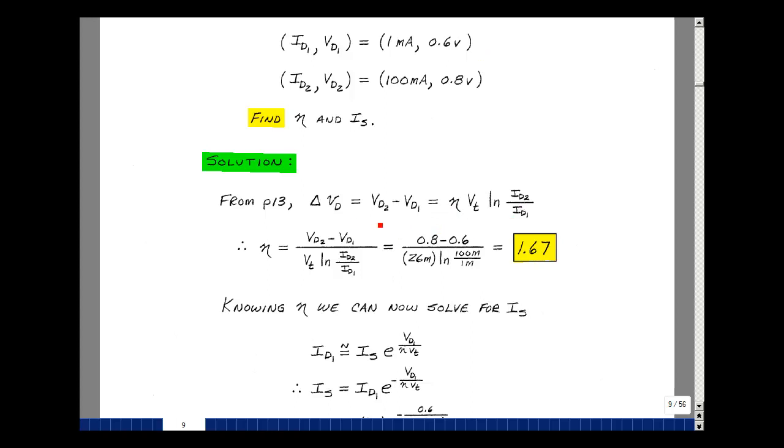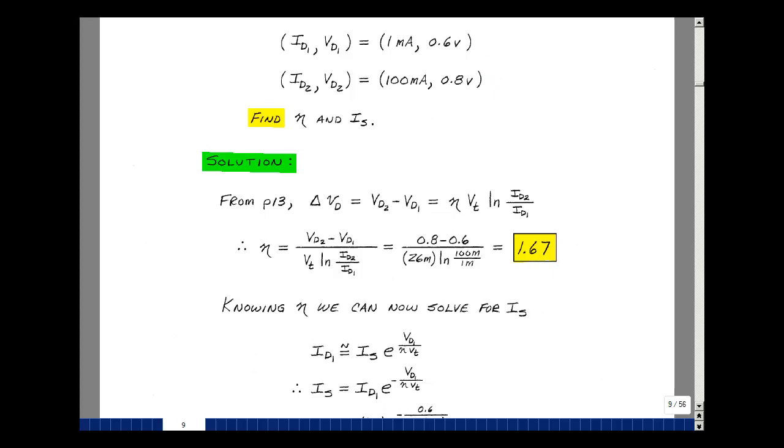Let's just take this equation and solve for eta. Eta is going to be equal to this difference divided by v sub t and divided by the natural log of the ratio of the currents at two different data points. This is 0.8 and 0.6. The difference is 0.2. This data was taken at room temperature, and so v sub t is about 26 millivolts. And then we have 100 milliamps at the second data point and 1 milliamp at the first data point, and that gives me 1.67.